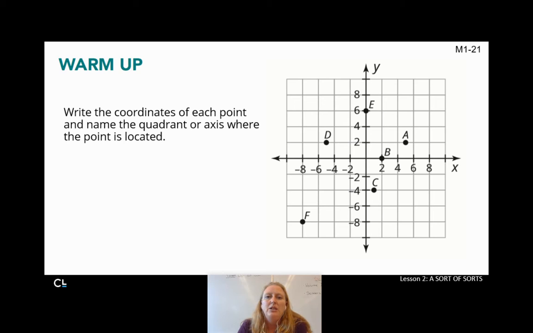I would like you to take a look at this. We've got 6 coordinates, and I would like you to write the coordinates of each point. Remember, we have an x coordinate and a y coordinate. It's always side to side first, up and down second. And then I'd like you to name the quadrant or axis. If it's not in a quadrant, if it's on the line, it's on an axis. Name the quadrant or axis where the point is located. So just a quick reminder, quadrant 1, 2, 3, 4, or x-axis, y-axis. So go ahead and hit pause, give me the coordinates and the quadrant or axis, and then hit play to check your work.